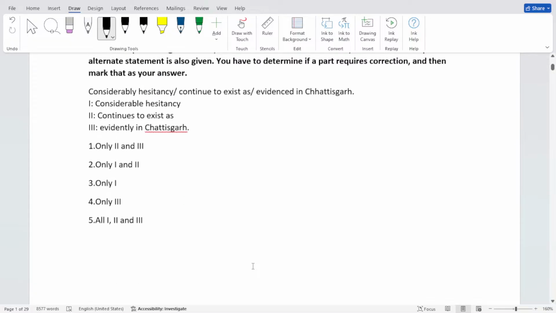Now let us see what will be the expected correct answer. Please let me know. Try to find out the answer.